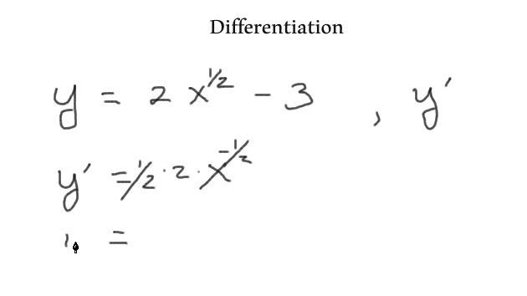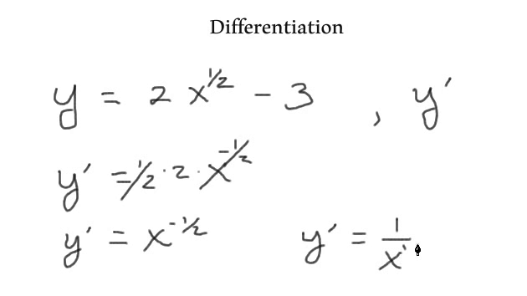Let's now simplify this down. So a half times 2 is 1. And that's what we're left with. We could also rewrite this with positive exponents. We would take that down into the denominator because it is a negative. Alright.